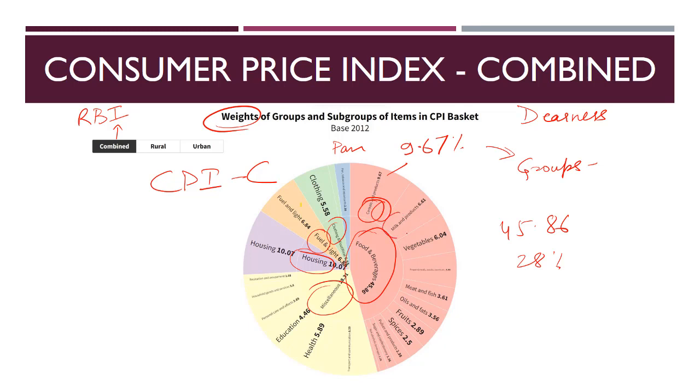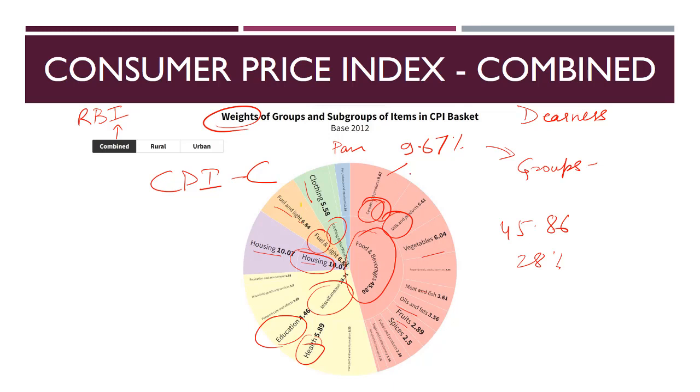Then we have milk and milk products, which is having almost 6.61. Then there are vegetables, meat and fish. Then there is oil and fats, fruits. Within the food and beverages, we have different categories of items. In miscellaneous, we have education, health and other things. Then again, housing is there, which is having housing only. Fuel and light is there. Clothing has clothing as well as footwear, like that. So this is how sectors are divided.